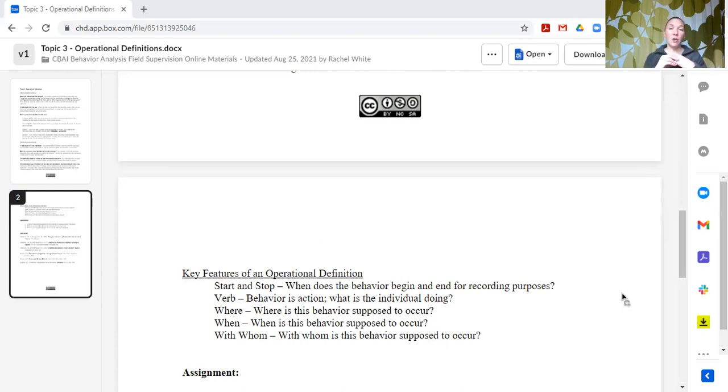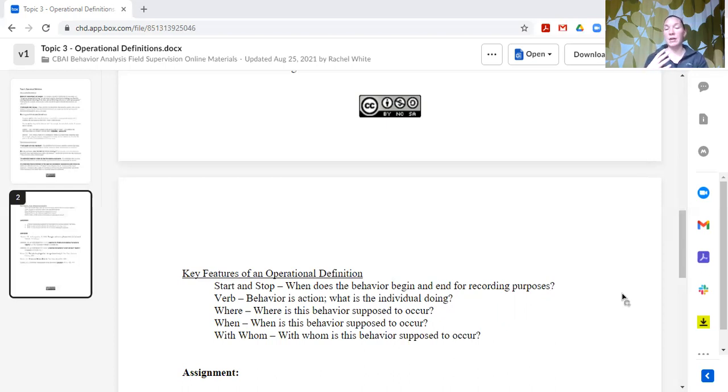We need to define the stop and start so we can tell when we start the timer and when we end the timer. When do we mark a tally and when do we not mark a tally? We also need to define where, when, and with whom. Where is where the behavior is occurring. Some behaviors we might be interested in taking data on no matter where they occur. This may be especially true for overly adapted behaviors that we are seeking to decrease across settings. However, there are some behaviors that should only be occurring in certain locations. So that is part of that context.